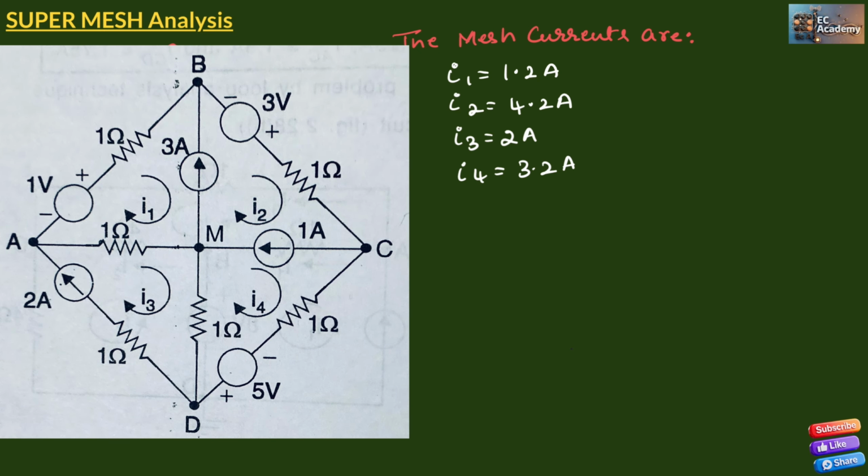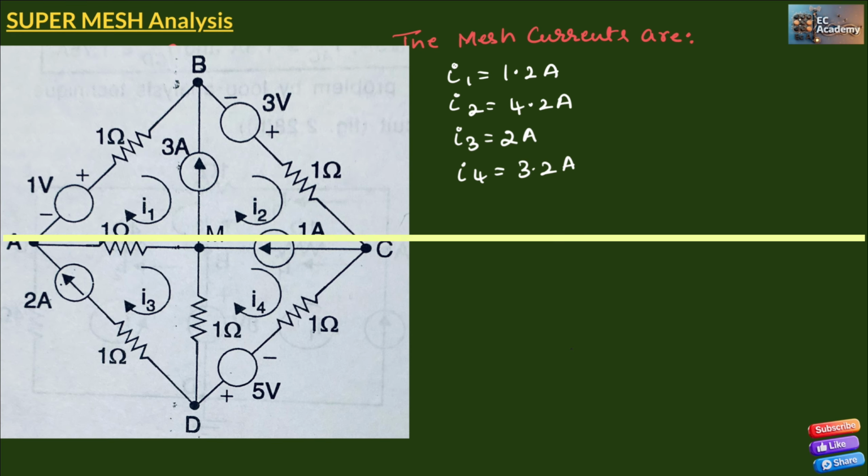Now let us cross verify this. I2 minus I1 should be equal to 3 amperes. So 4.2 minus 1.2, it is 3 ampere. I2 minus I4 should be equal to 1 ampere. So I2 minus I4, 4.2 minus 3.2, it is 1 ampere. And I3 is 2 ampere. So our calculations match with the given circuit values.